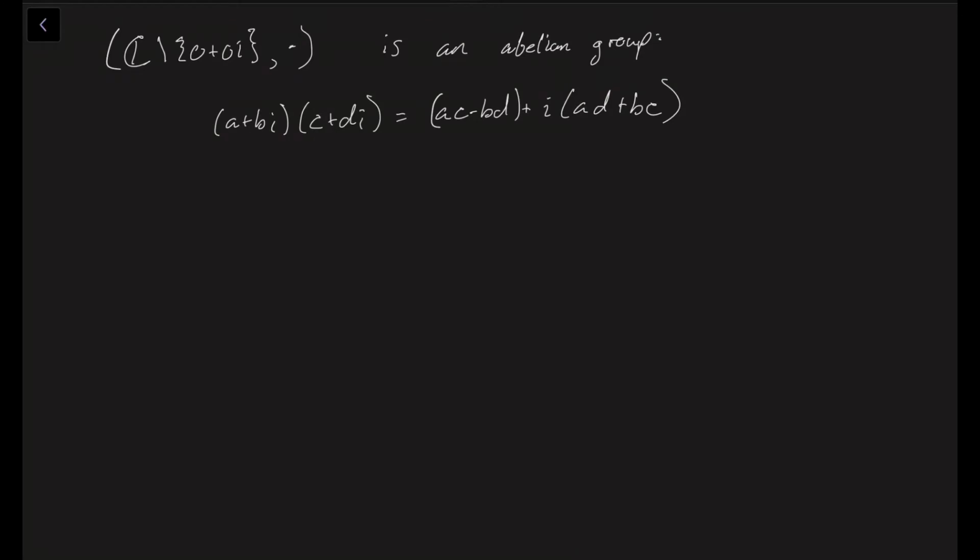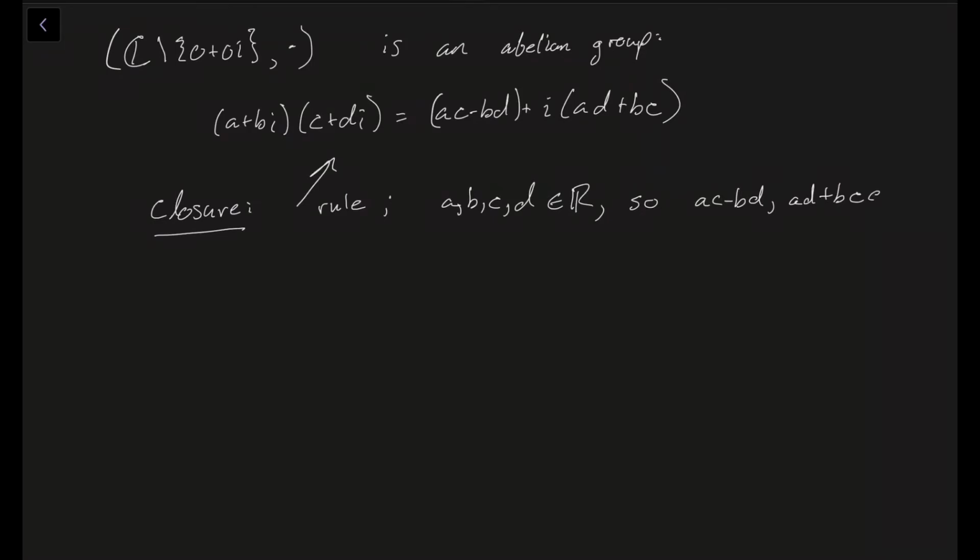Okay, so next we're going to have to check that C without the additive identity, which is 0 plus 0i, is an abelian group. And just for reference, I rewrote the multiplication rule for C in this instance. So to show that it's closed, that's the rule for multiplication. And since a, b, c, and d are all real numbers, we have that ac minus bd and ad plus bc are all real numbers. So it satisfies the condition for being a complex number.